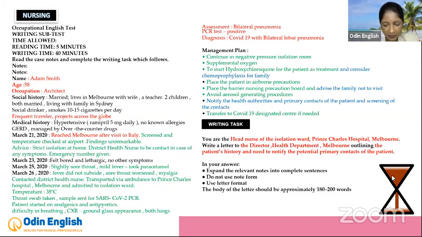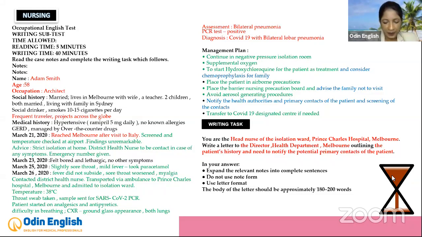Anjali NS: "It would be greatly appreciated if you could take steps to screen primary contacts of Mr. Smith." Okay. Simi P. Joseph: "Kindly inform health authorities and his potential primary contacts and to perform screening of those involved." Simi, can you just type your conclusion paragraph once more? I think you may have to correct that paragraph. "Under the above circumstances, it would be greatly appreciated if you could find out his primary contacts. It is essential to notify them." Saying "screening for them" will not be right. Screen them.